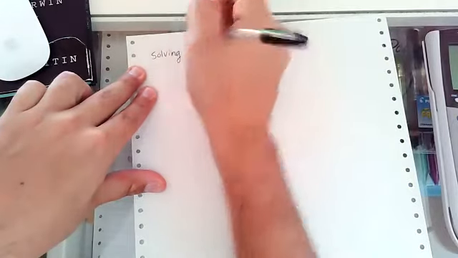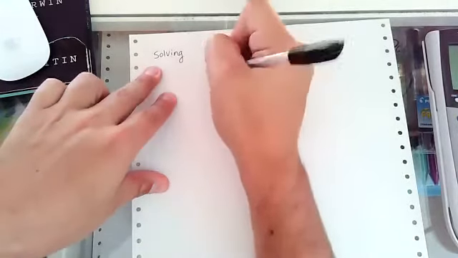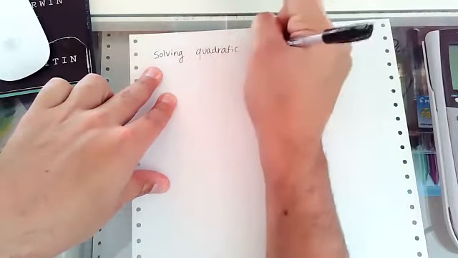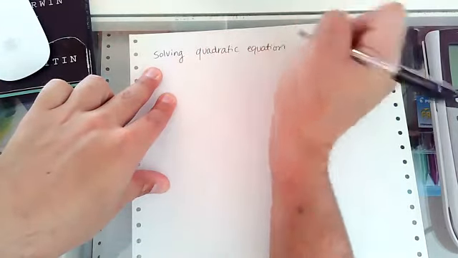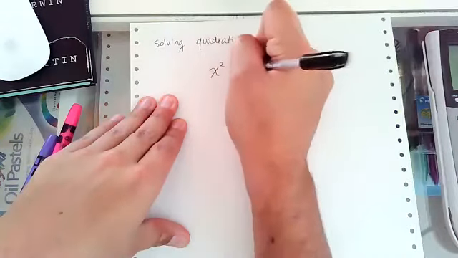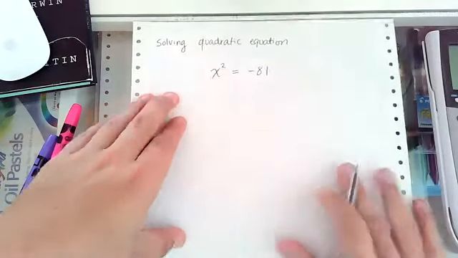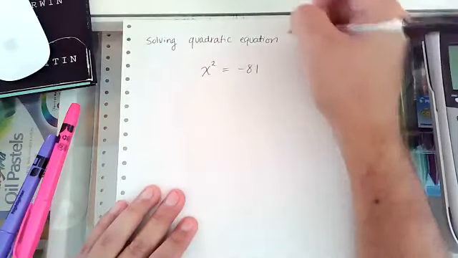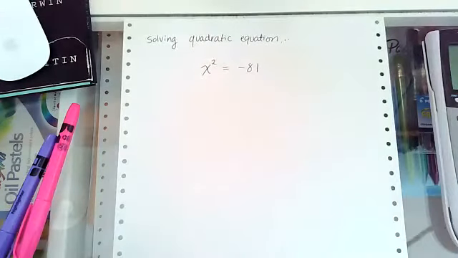So if we are solving the equation which is x squared equals negative 81. What we're going to do, what's up?